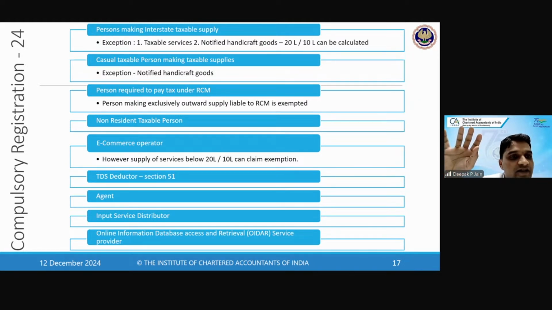What is OIDAR service? Online Information Database Access and Retrieval Services. This means that if you're downloading any music, if you're using any online services, and some person is providing you online database access, that is called OIDAR services. So any foreigner who is providing you OIDAR services will have to come to India, take a registration, irrespective of his threshold limit, and discharge the GST.